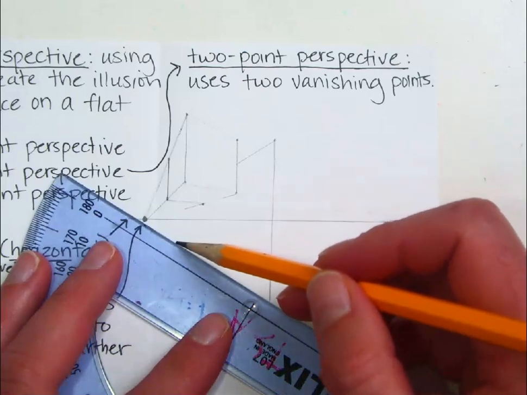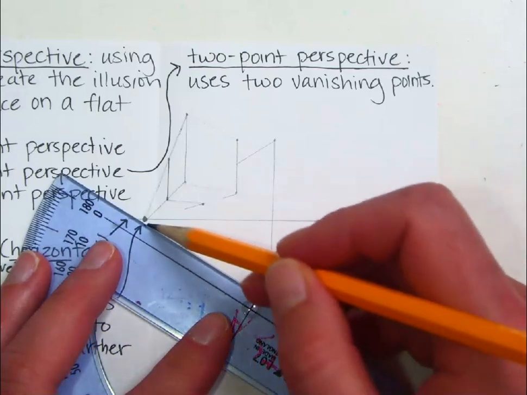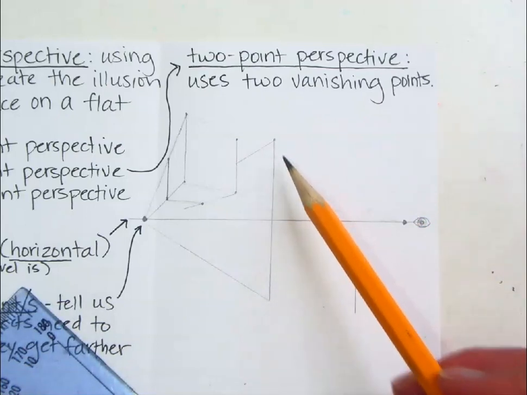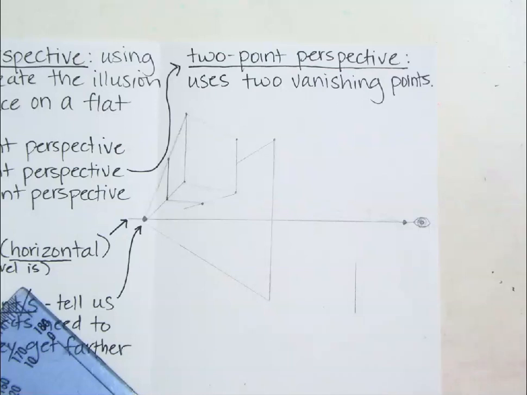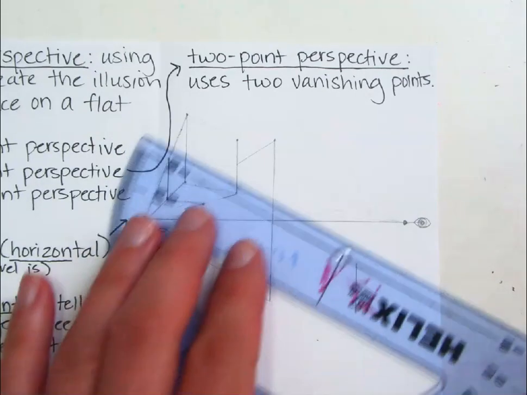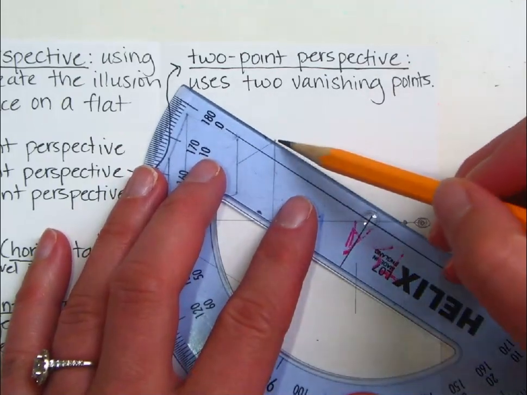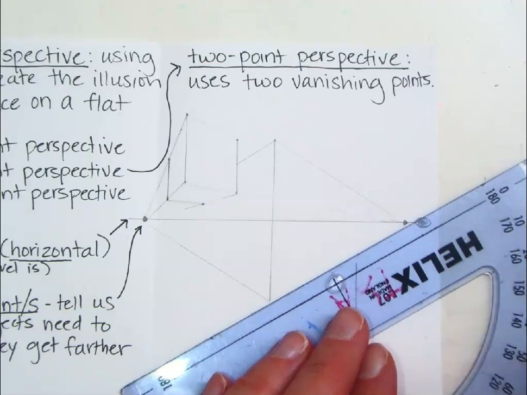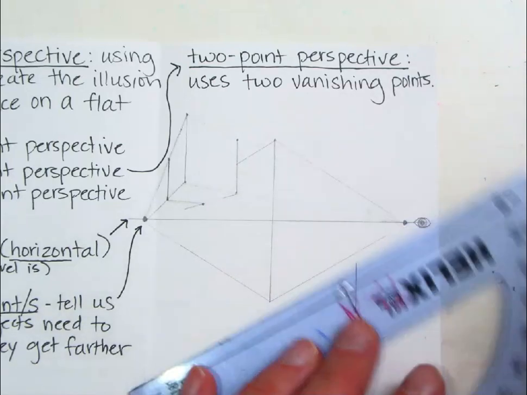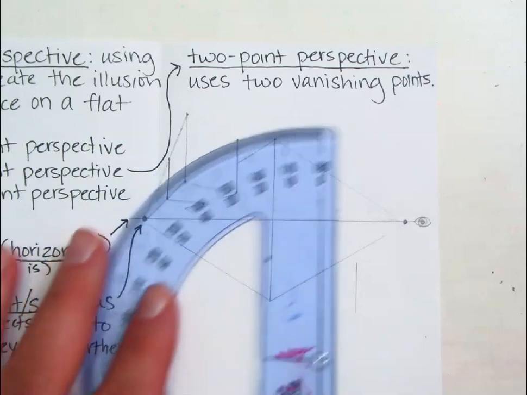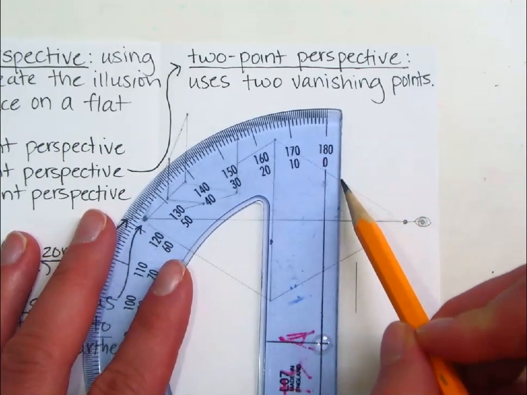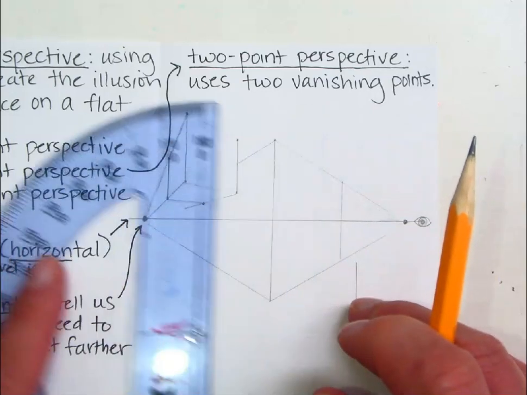Now, this one, our eyes are in the middle of the box, so I'm not going to see the top and I'm not going to see the bottom. That is why this one's just a little bit easier. So you're going to connect those points to both vanishing points. And then you're going to cut these off just like you cut the last ones off.